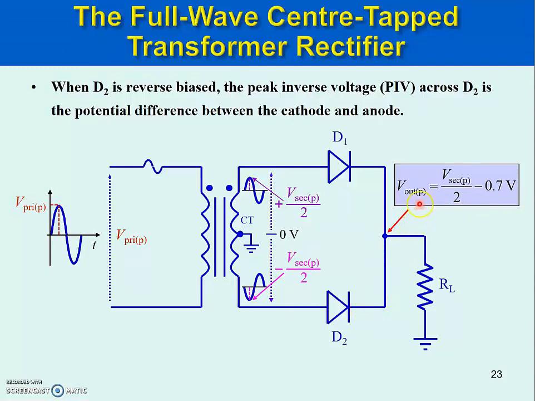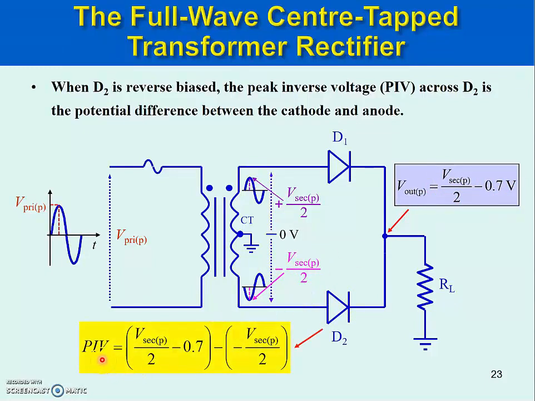And this is the peak output voltage, while here is the minimum voltage at this point. So the difference between this one and this one is the peak inverse voltage across D2. That is this expression. Since this circuit is symmetrical, the peak inverse voltage at D1 during the negative half cycle can also be derived to be this same formula.